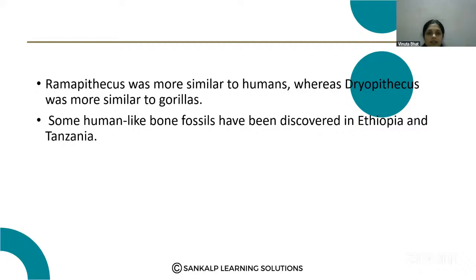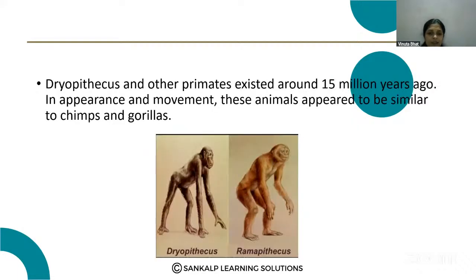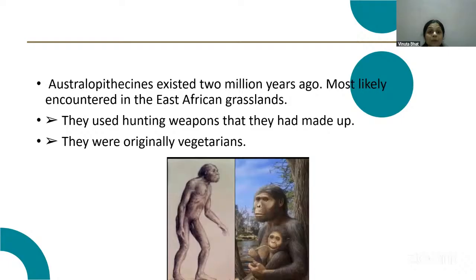Australopithecines. The first is the Dryopithecus, Ramapithecus, and the third type, Australopithecus, existed 2 million years ago only. So these Australopithecus appeared 2 million years ago only. Most likely encountered in the East African grasslands. They are found in these East African grasslands also, and they used hunting weapons that they had made. They were originally vegetarians. So these are some features that we can observe in the Australopithecus.